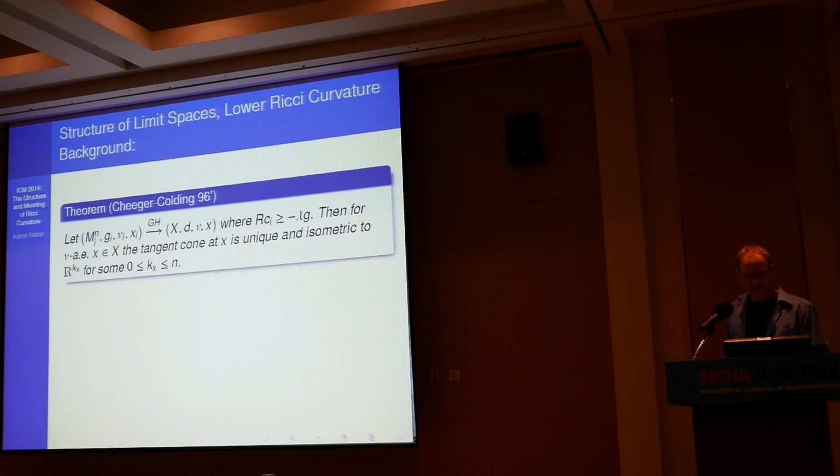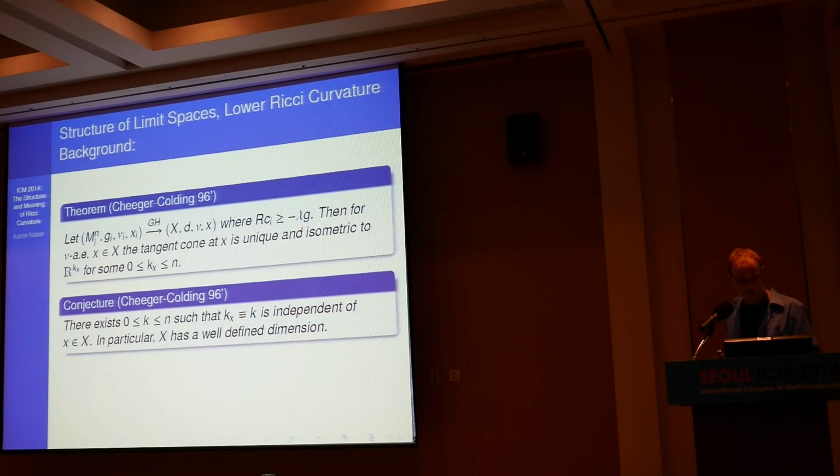And the feeling at the time was that this shouldn't be the case, and they conjectured that their constant dimension conjecture was basically that this doesn't happen. So it should be the case that there's some unique integer k, so that for almost every point, the tangent cone is this unique R^k. Once you have this, note that limit spaces have a unique dimension, so we can assign a dimension to limit spaces, and in fact, it's not hard to show that they're rectifiable once you know this.